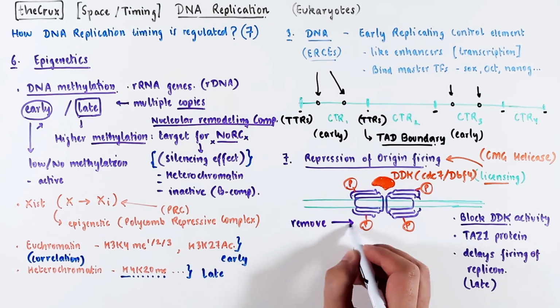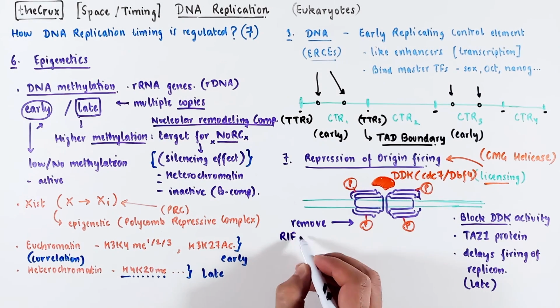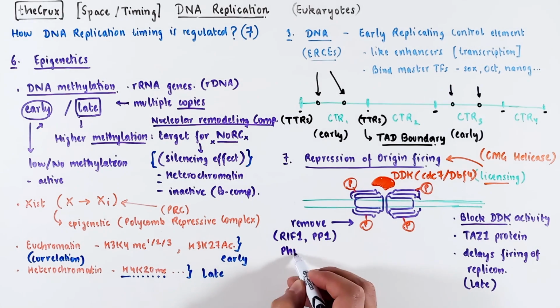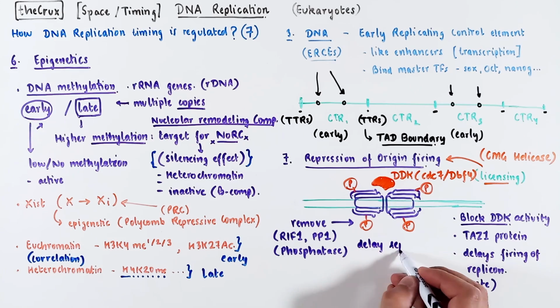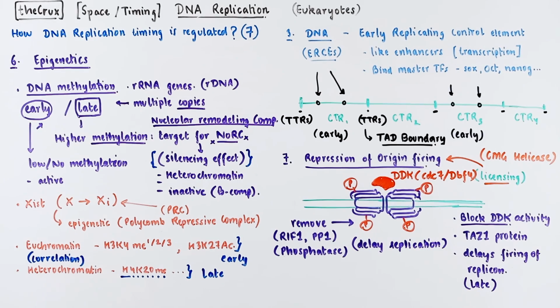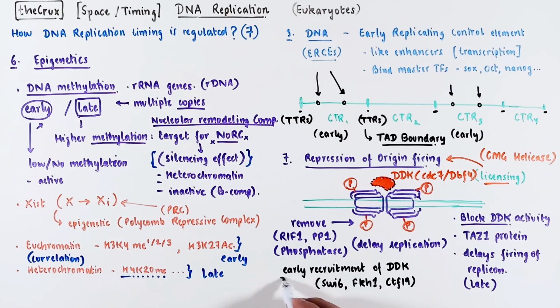Alternatively, you can start removing the phosphates from the double hexamers. Proteins like RIF1 and PP1 do exactly that, and delay the overall timing of the origin firing. Conversely, you can also reduce the DDK recruitment time. SWI6, FKH1, and CTF19 can help in that. This converts such regions into an early CTR.